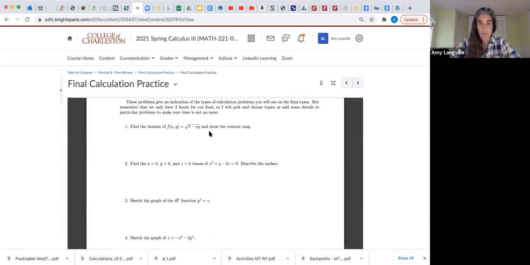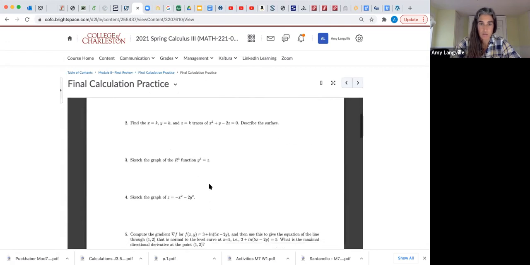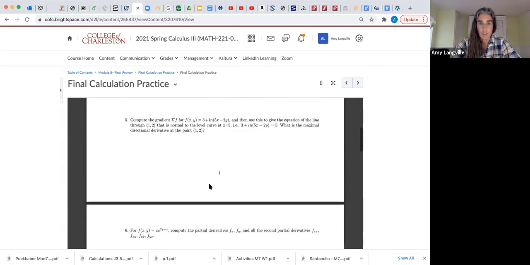Typical things we've been doing. Draw the contour map. What's the domain? Find the traces, sketch the surface. You guys have gotten really good at that by now.